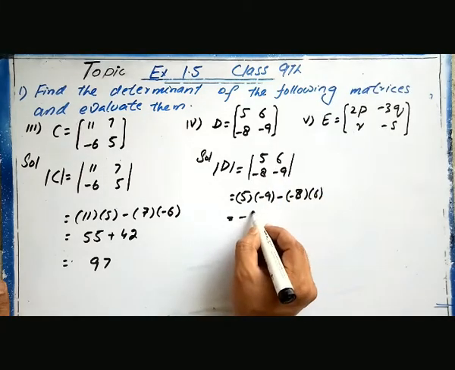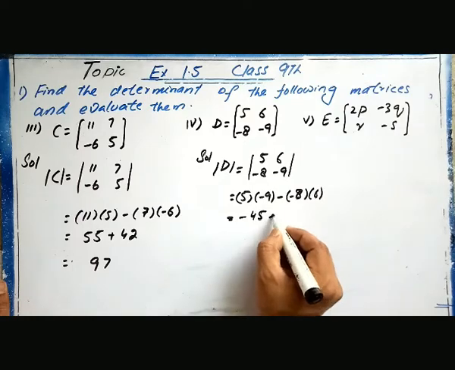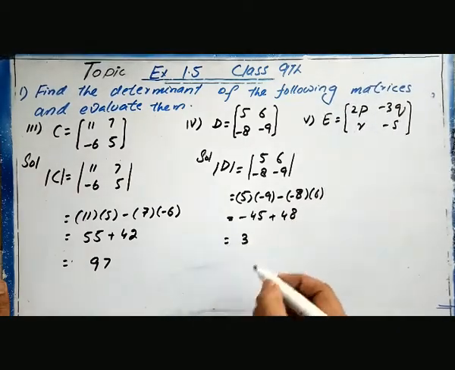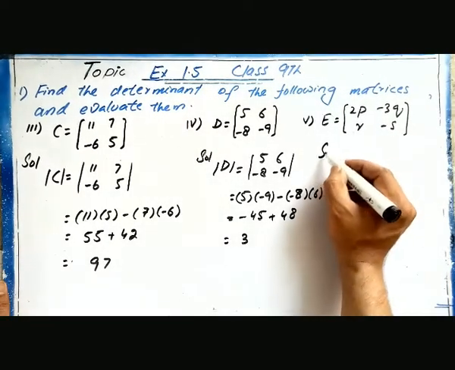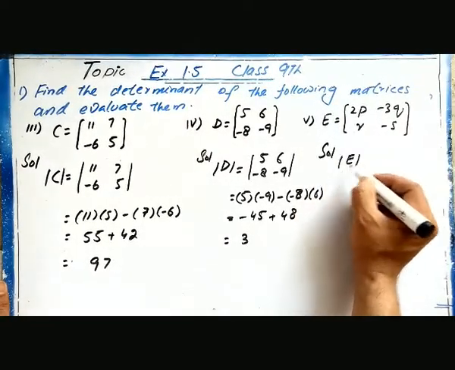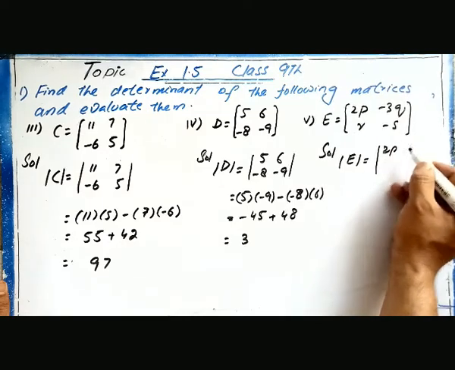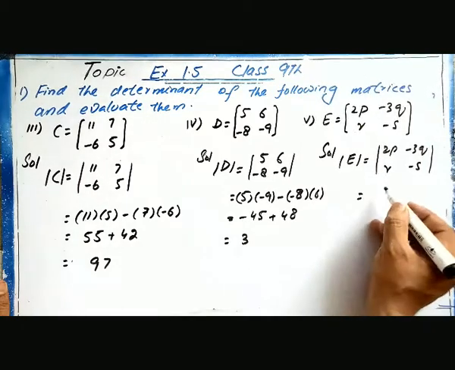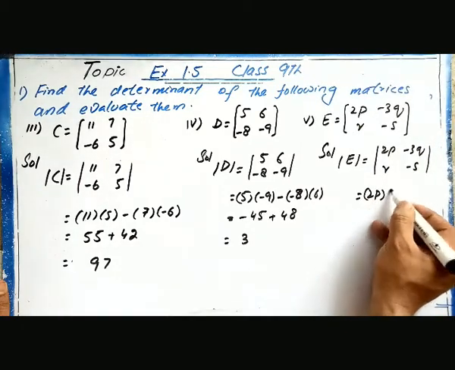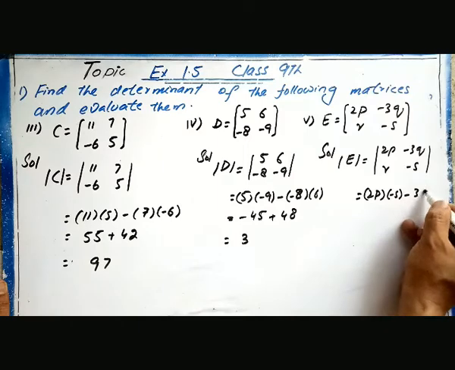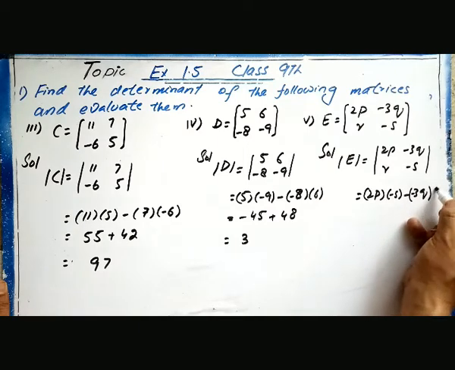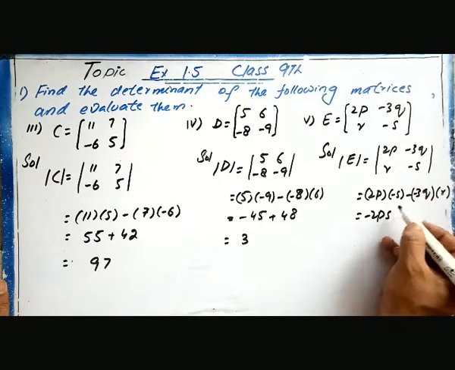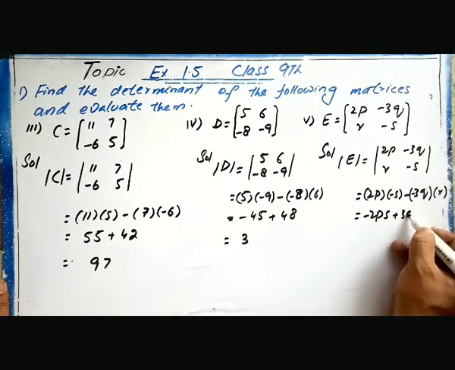So it is minus 9 5s are 45 and minus minus plus 48. So it will give us 3. Now solution of this will be equal to, E determinant will be equal to 2p minus 3q r minus s. So 2p into minus s minus 3q into r. So this will give you minus 2ps minus minus plus 3qr.